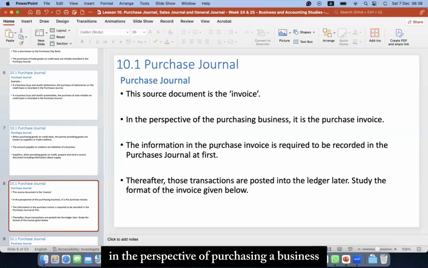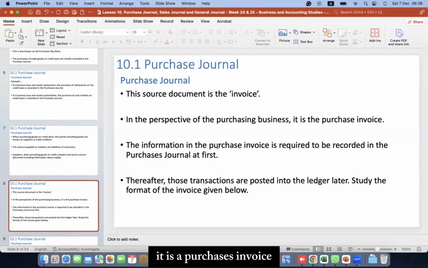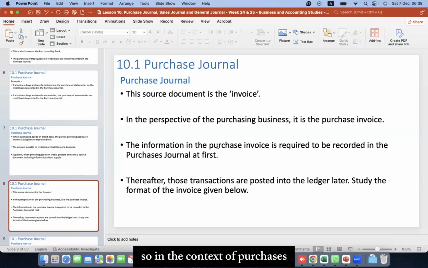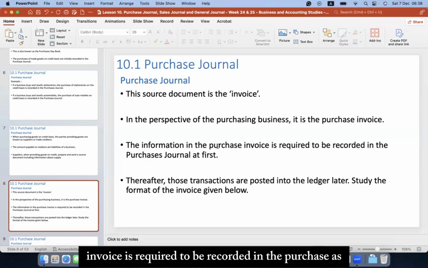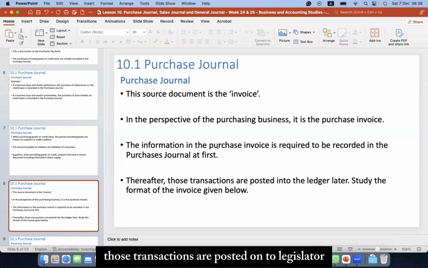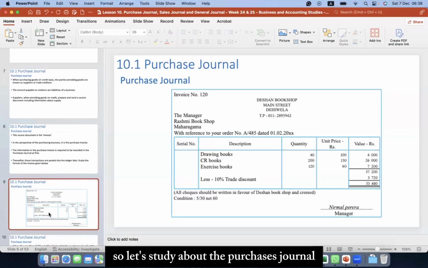In the perspective of purchasing a business, it is a purchaser's invoice. Now we are learning about the purchaser's journal. So in the context of purchases, it's a purchaser's invoice. The information in the purchaser's invoice is required to be recorded in the purchaser's journal at first. Thereafter, those transactions are posted onto ledgers later. So let's study the purchaser's journal and the purchase invoice, like the format and what is included in the purchase invoice.